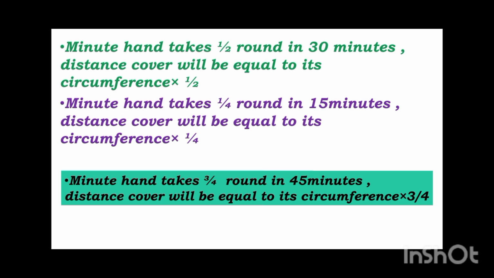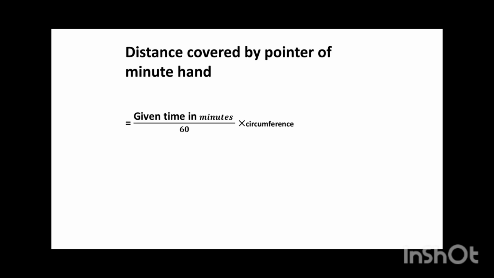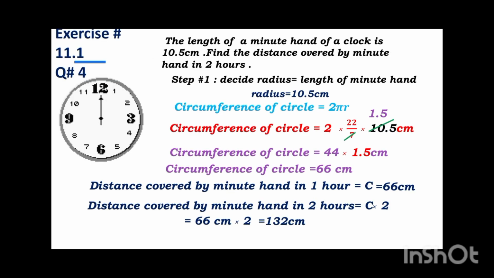Now the minute hand takes 1/2 round in 30 minutes. Distance covered will be equal to circumference multiplied by 1/2. The minute hand takes 1/4 round in 15 minutes. Distance covered will be equal to circumference multiplied by 1/4. The minute hand takes 3/4 round in 45 minutes. Distance covered will be equal to circumference multiplied by 3/4. Now the distance covered by the pointer of the minute hand is equal to the given time in minutes divided by 60, multiplied by circumference.